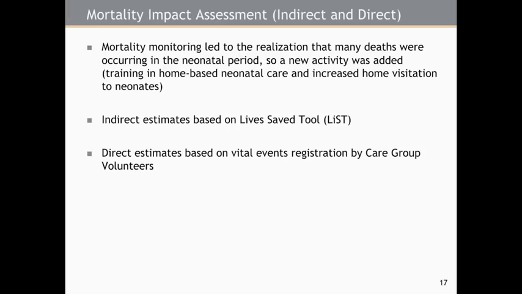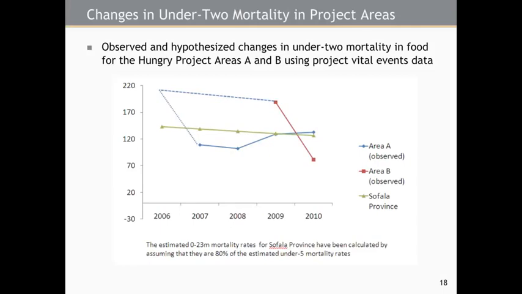And again, in this case, the care group volunteers were reporting births and deaths at the time of their meetings, and this information was reported back into the project information system, and it was possible to compute the mortality rates based on this information. And in the graph on the next slide here, you see what this information showed. It's a little bit complicated, and I will try to explain it.